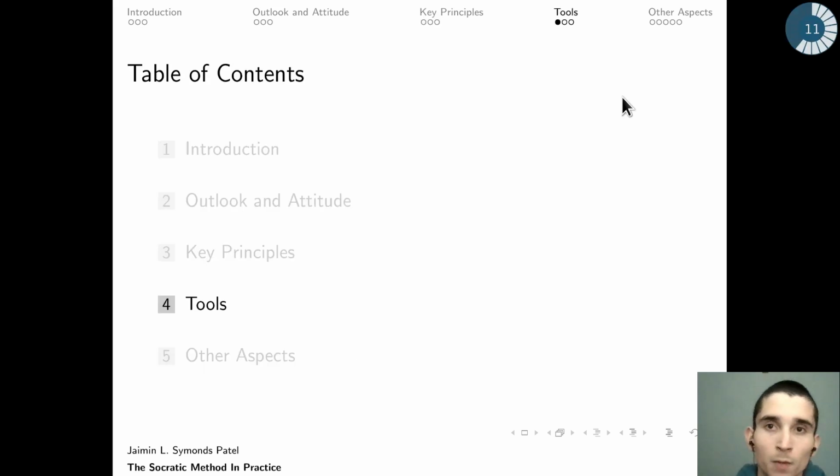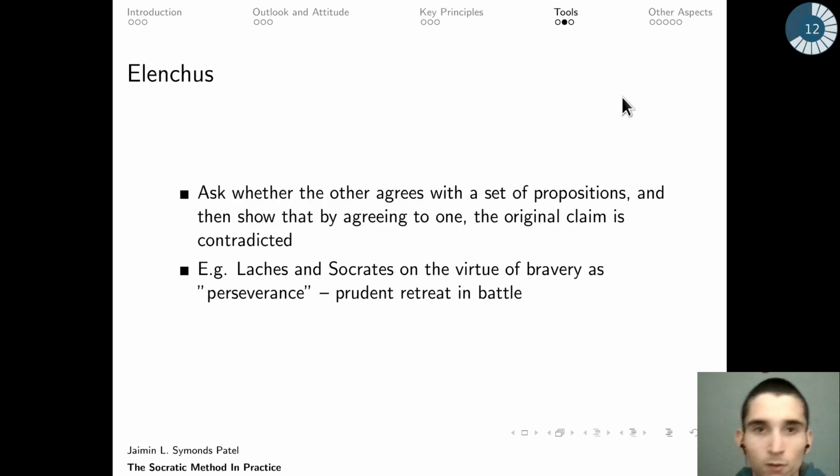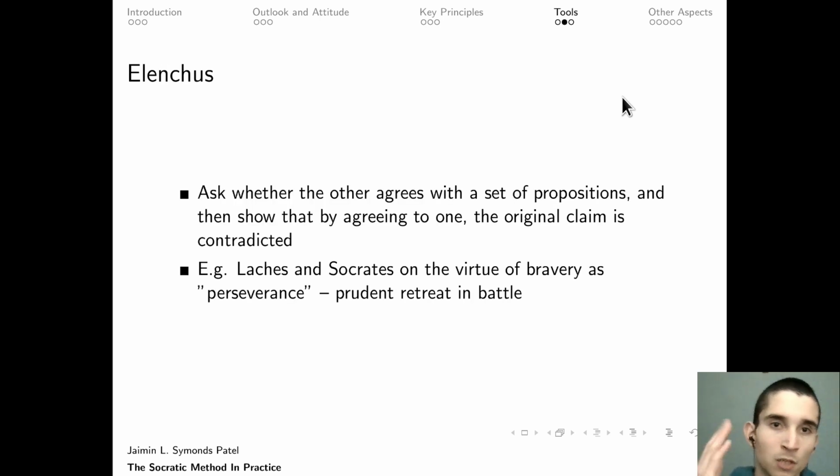The tools. What can we actually use in dialogue in order to filter out inconsistent ideas? First of all, we have the idea of an elenchus. This is when you ask the other person whether they agree with a set of propositions or not, and then show that by agreeing to one of them, the original claim is contradicted. It becomes inconsistent or false.